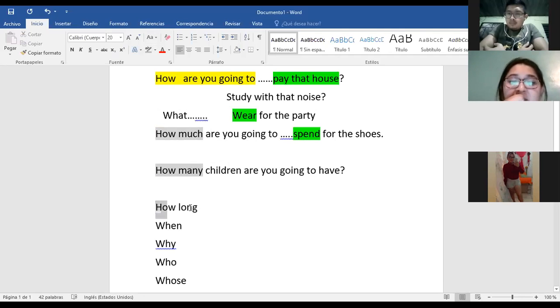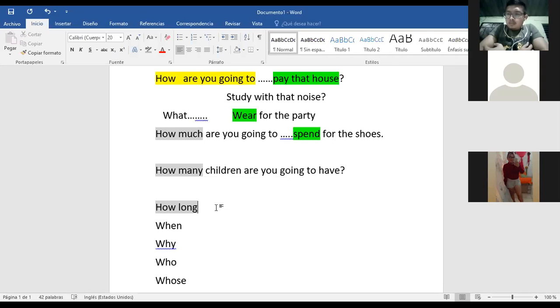Singular and plural. How long? What is how long? ¿Cuánto tiempo es, teacher? Exactly. Very good. How long? Okay, ¿cuánto tiempo le va a tomar? Right? How long are you going to be there? ¿Cuánto tiempo va a estar ahí? Okay. How long are you going to sleep? ¿Cuánto tiempo va a dormir? How long are you going to travel? Uh-huh. How long are you going to read? Okay, this is fun. Then we have when?